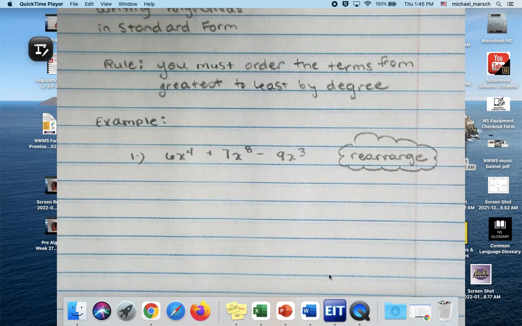And there was something very specific in the video that the guy explained, how we're not really adding or subtracting. What do that addition and subtraction symbols actually mean in this situation? Eden? Positive or negative, right? So he actually rewrote the polynomials as being addition of either positive or negative values, which I think is a really good visual. So if I was going to rearrange this in order from greatest to least by degree, what would the correct order be? Hayden? 7x to the 8th, 6x to the 4th, and then negative 9x to the 3rd.